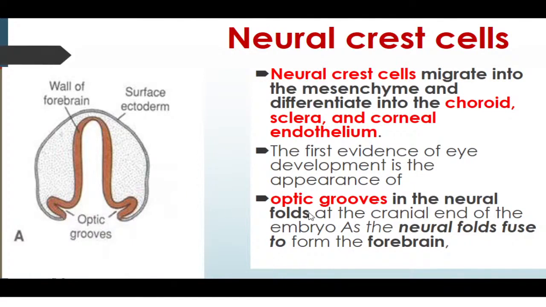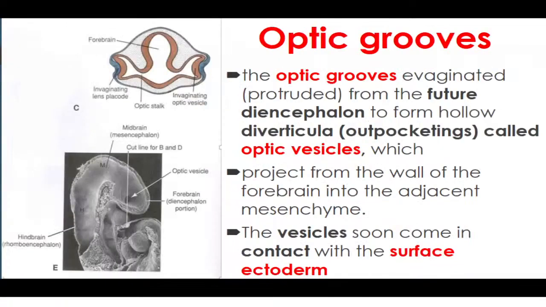The optic grooves form in the neural folds of the cranial end of the embryo, as the neural folds fuse to form the forebrain in the future. So the optic grooves evaginate. Look at this one, we can see the optic vesicle very well. They evaginate, protruding from the future diencephalon to form hollow diverticula. This hollow outpocketing is called the optic vesicle.